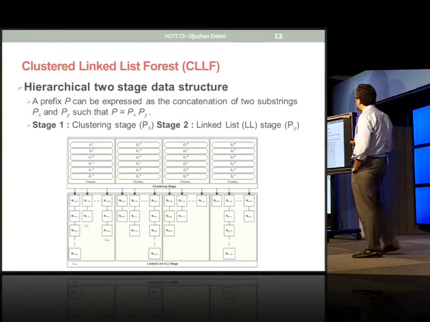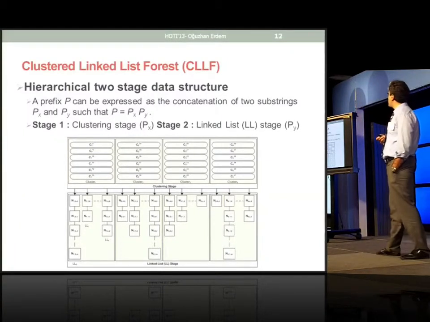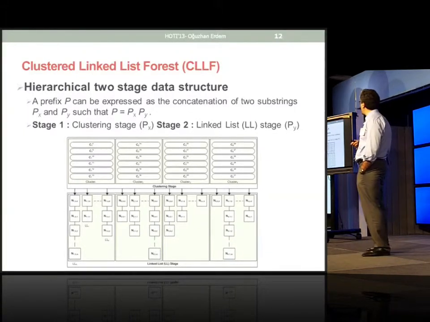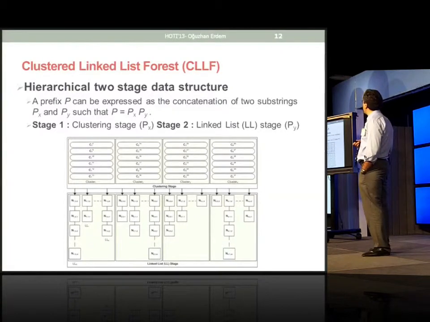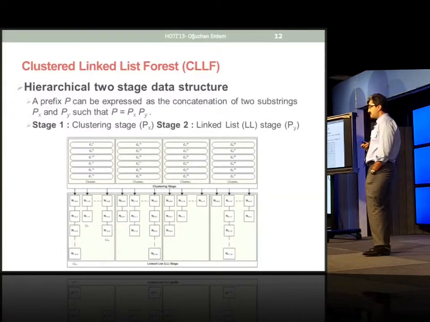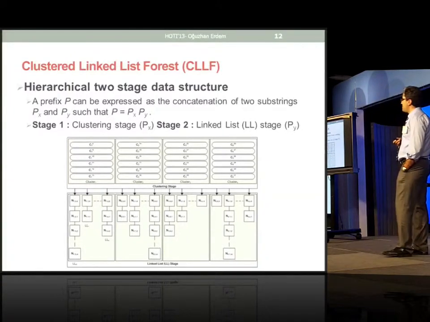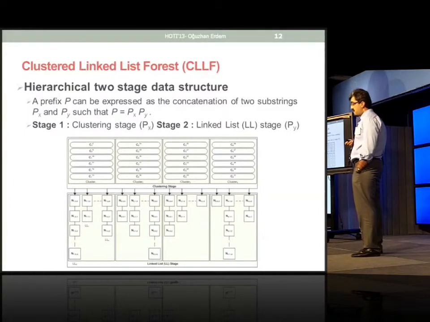Before constructing, each prefix has to be split into two parts, the px part and the py part. Therefore, a single prefix p can be represented as the concatenation of two substrings px and py. Our data structure is composed of two stages. The first stage is the clustering stage, so we use the px part in that stage, and the second stage is the linked list stage, and we use the py part in that stage. And we also use clustering.